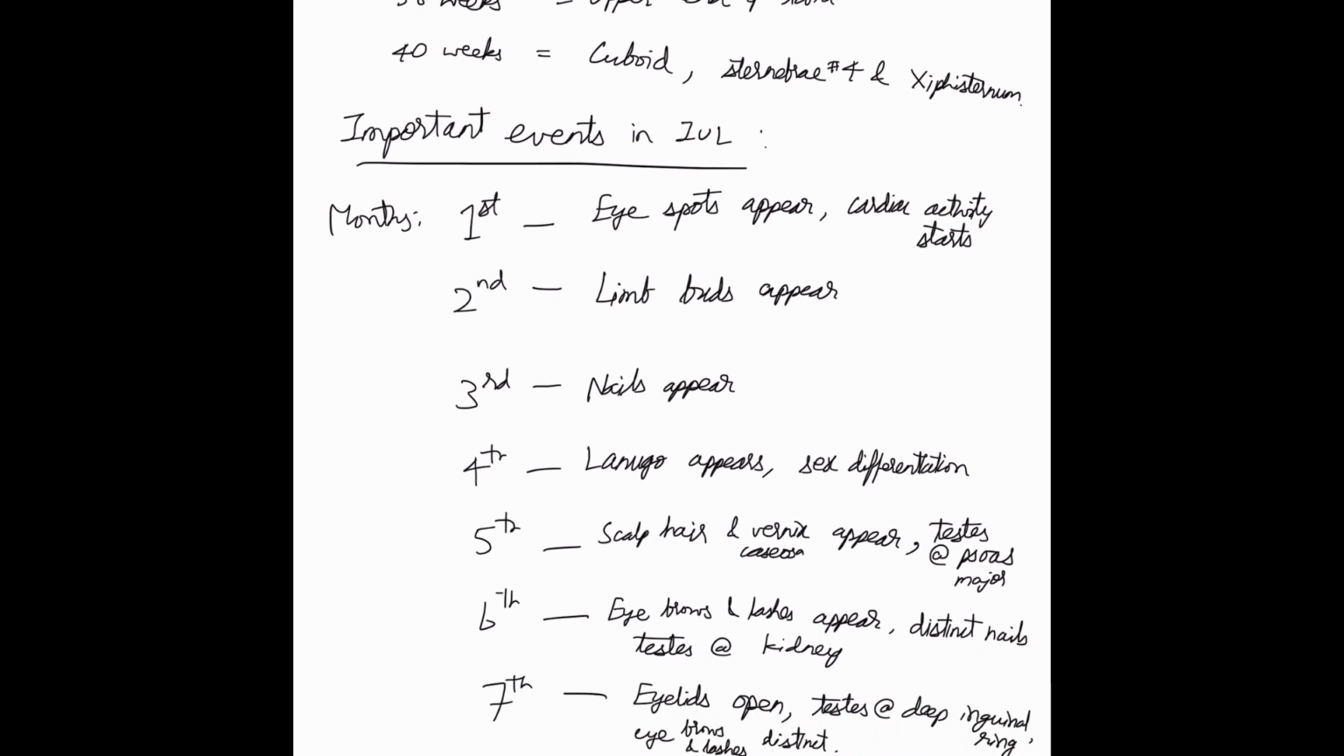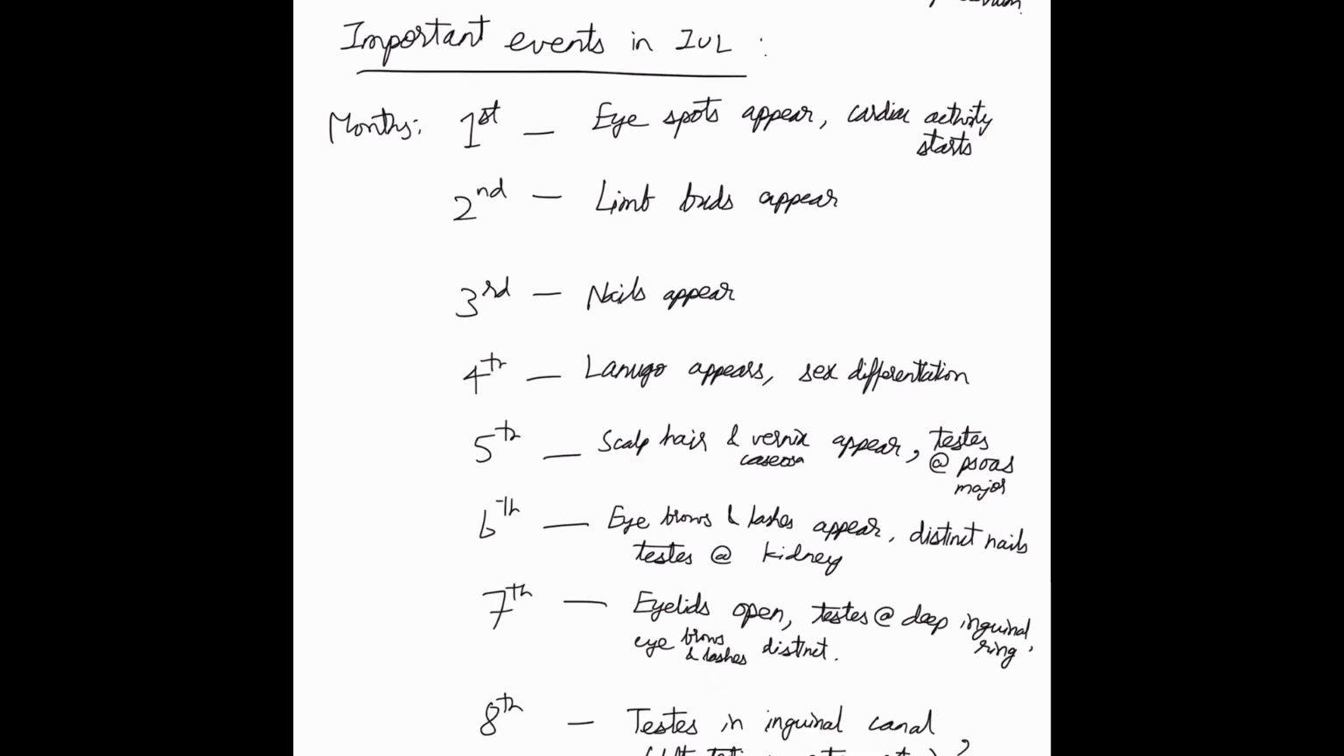Now, here are few important events in intrauterine life that you should remember month-wise. In the first month, eye spots appear and cardiac activity starts. In the second month, limb buds appear. They look kind of like this, I guess. I don't know, I'm just drawing something. So in the third month of gestation, nails appear. So they'll be like very small. They gradually grow towards and beyond the fingertip as term approaches.